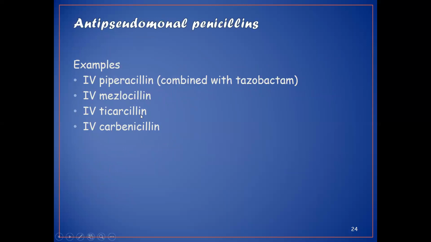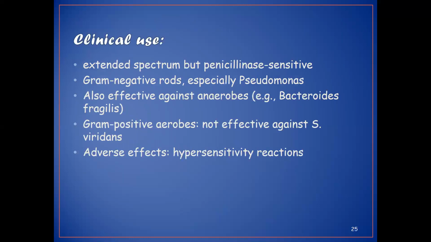Then we have our anti-pseudomonal penicillins, which include IV piperacillin, IV mezlocillin, IV ticarcillin, and IV carbenicillin. Clinical use includes an expanded spectrum, but they are penicillinase sensitive. They mainly work on gram-negative rods, especially Pseudomonas. They're also effective against anaerobes such as Bacteroides fragilis. For gram-positive aerobes, they are not effective against Streptococcus viridans. Adverse effects: hypersensitivity reaction.